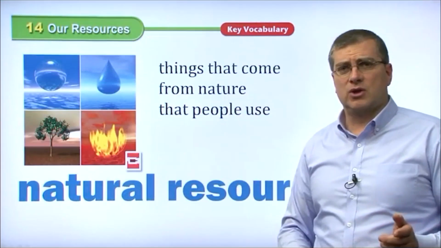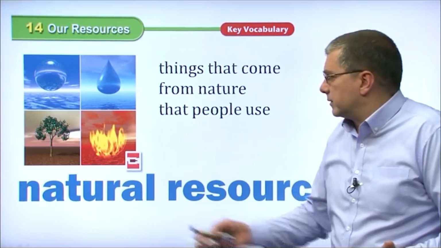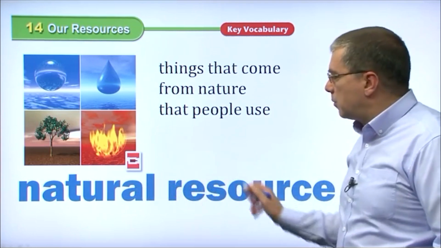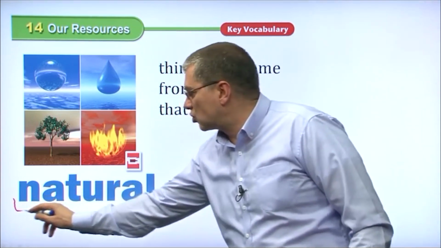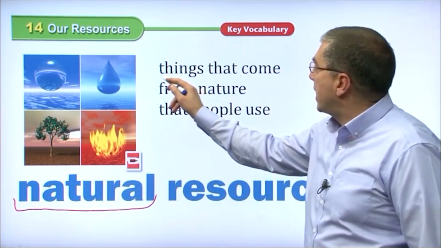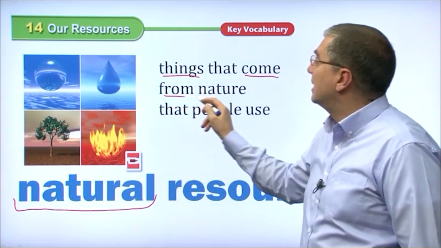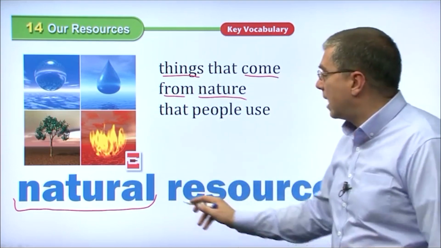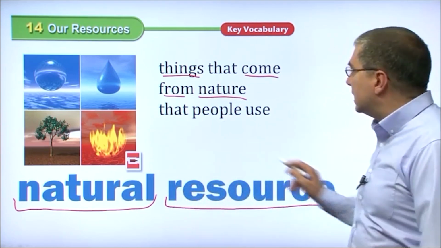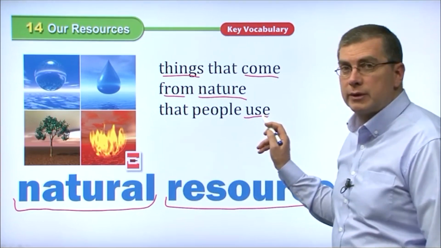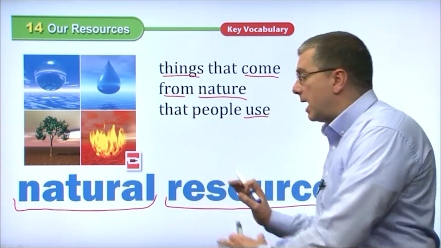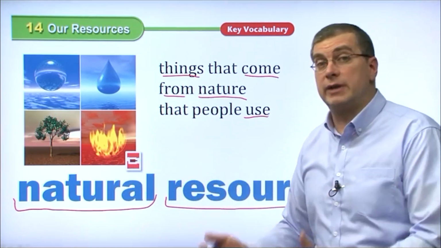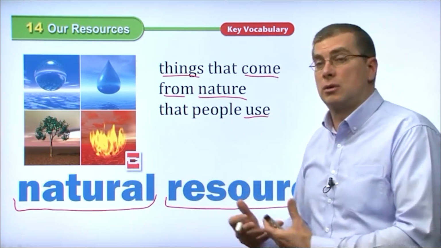So of course our first word should be, what are natural resources? Well, it's really two parts we have to think about. Natural: things that come from nature. If they come from nature, they are natural. Then we have resource. A resource is something that we use. So we put these two words together and we have natural resource. It comes from nature and we use it. So it is a natural resource.